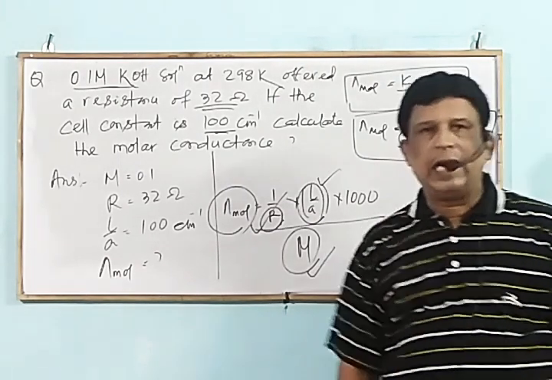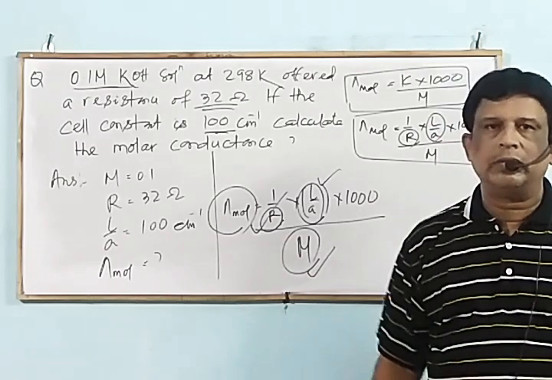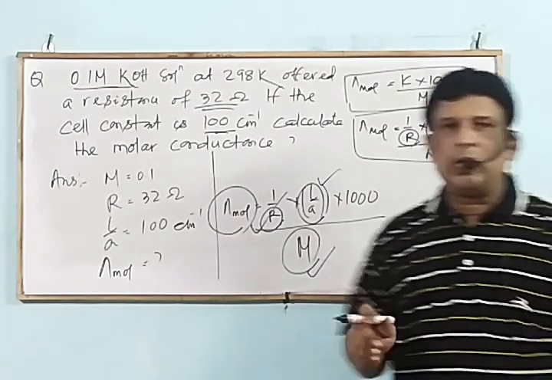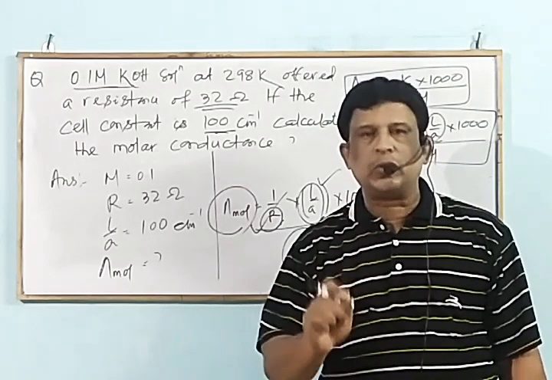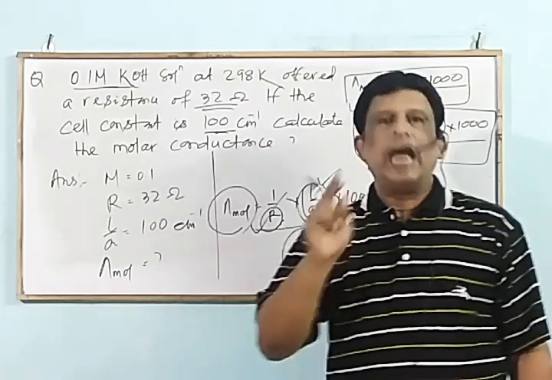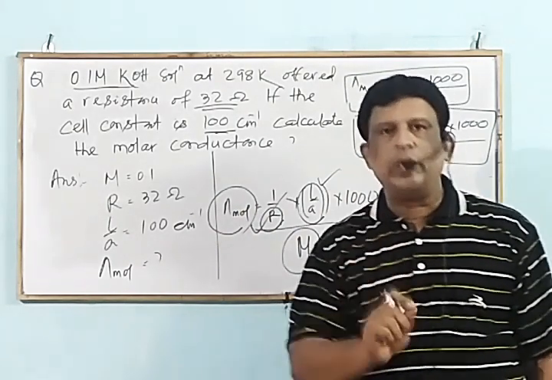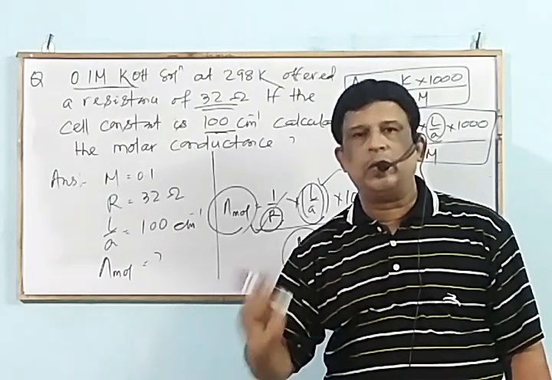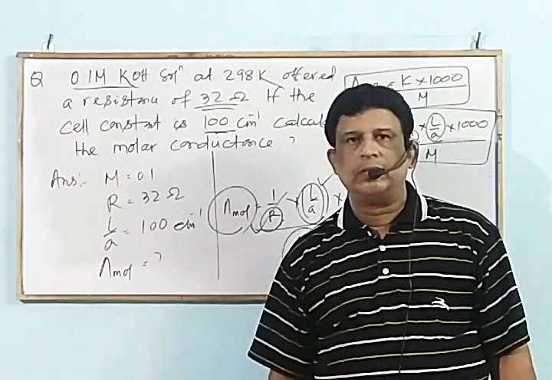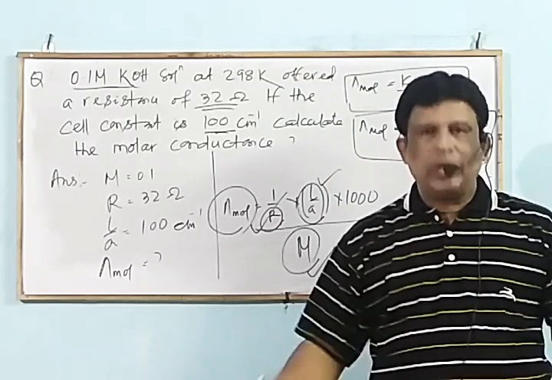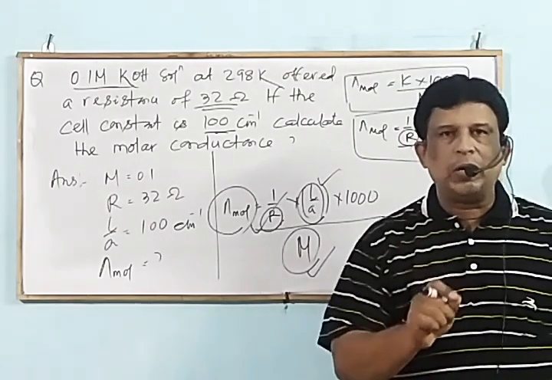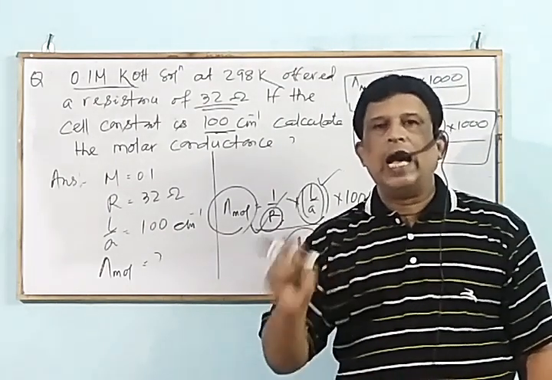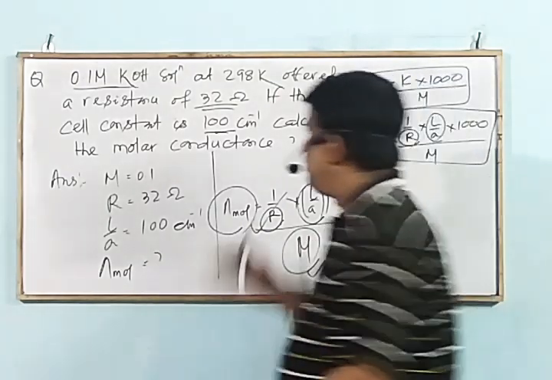The most important thing, I repeat again, is the unit. The unit of equivalent conductance is ohm inverse cm square gram equivalent inverse, and the unit of molar conductance is ohm inverse cm square mole inverse. Next we discuss the relationship between equivalent conductance, molar conductance and specific conductance.